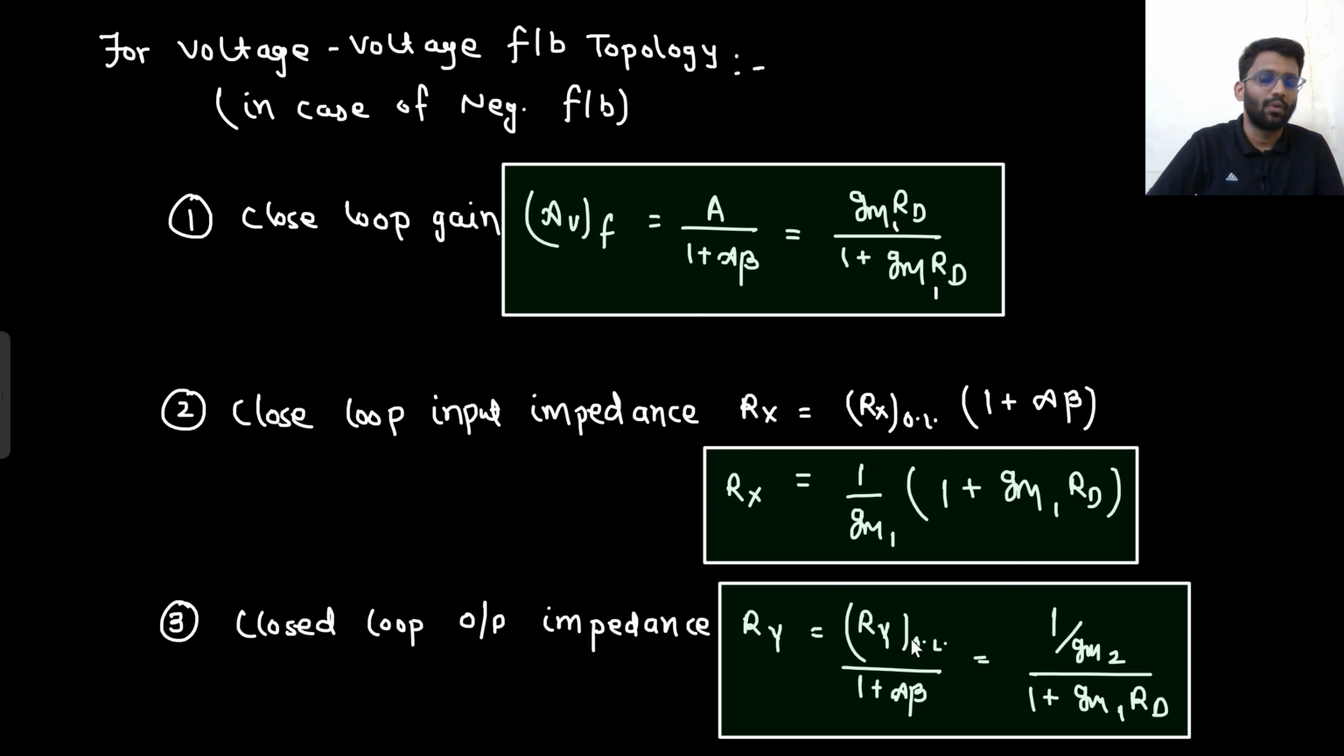Then we could write down the closed loop values as well. So closed loop gain would be A upon 1 plus A beta. Closed loop input impedance would be Rx into 1 plus A beta, and output impedance would be Ry upon 1 plus A beta. So in this manner, we understood these kinds of things.